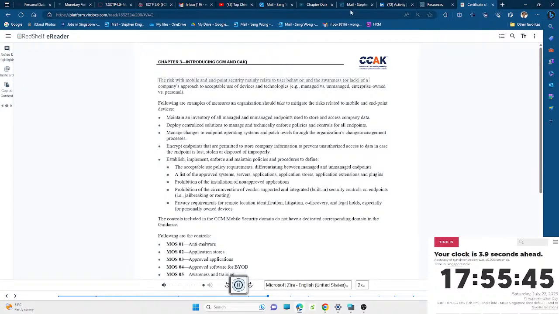The risks with mobile and endpoint security mainly relate to user behavior, and the awareness, or lack, of a company's approach to acceptable use of devices and technologies. Example: managed versus unmanaged, enterprise-owned versus personal. Following are examples of measures an organization should take to mitigate the risks related to mobile and endpoint devices.